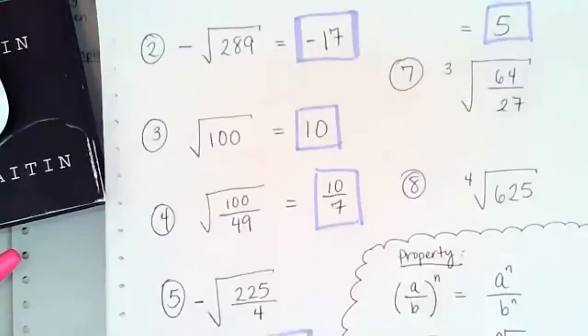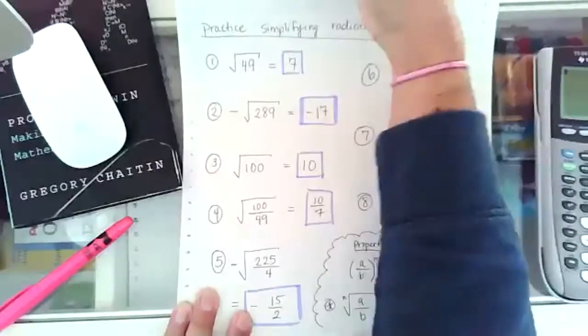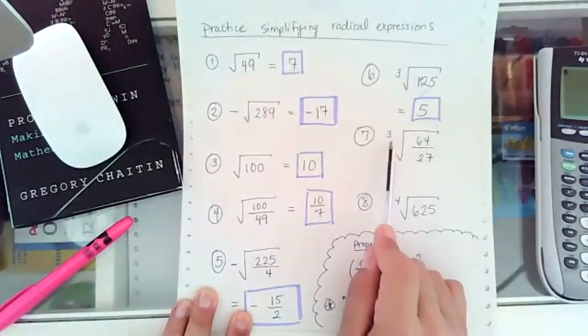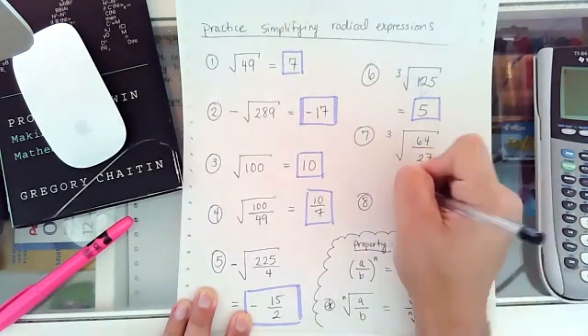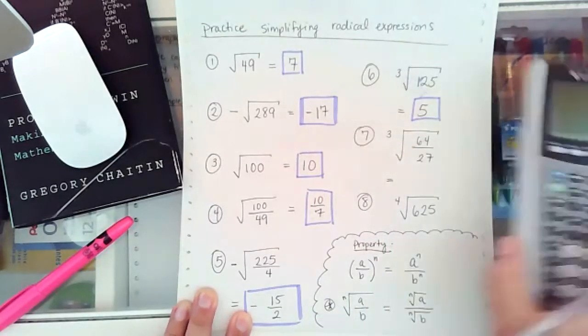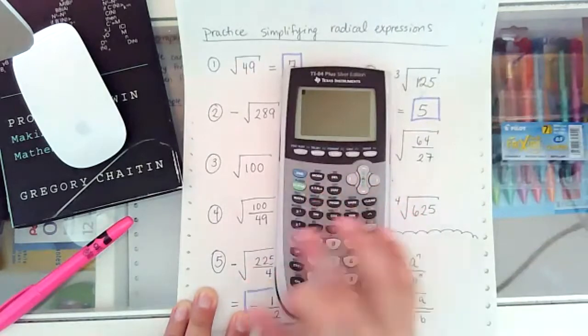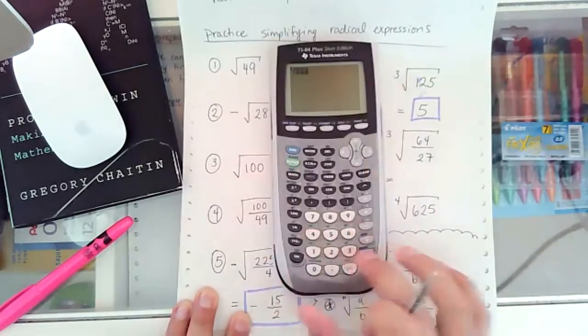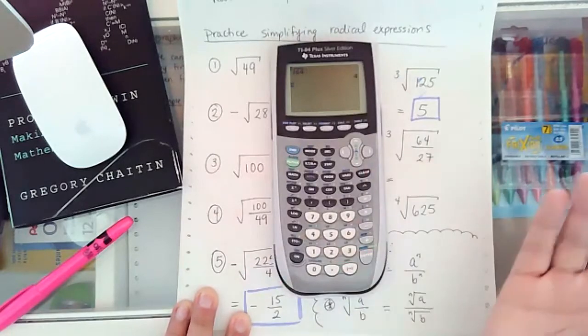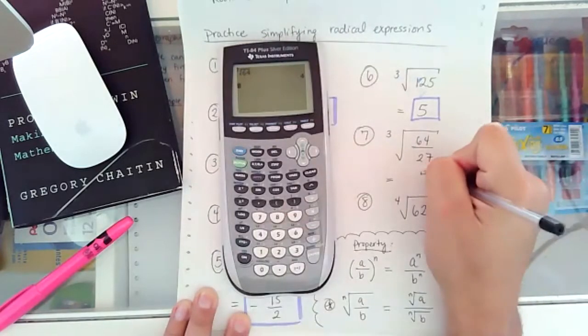We're going to apply this same property. Let me zoom out. And just take the cube root of 64 and the cube root of 27. So this will be, well, maybe I'll just throw that in the calculator, right? Math, cube root of 64 should be 4. And the cube root of 27 is 3. So this should be 4 over 3.